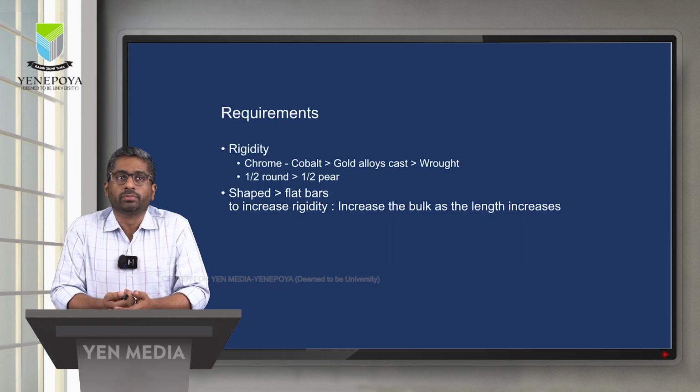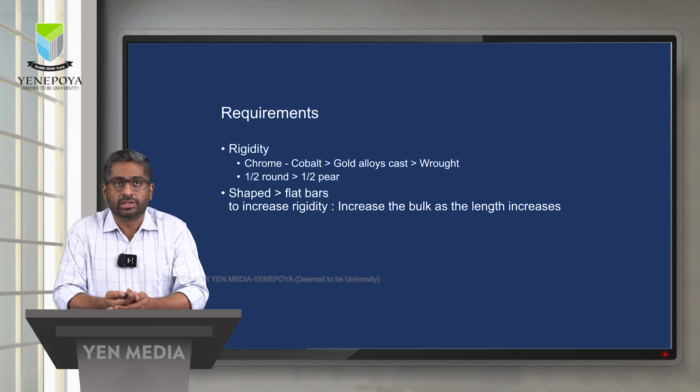Coming to requirements of a major connector. The first one is rigidity. Major connectors have to be very, very rigid to support the prosthesis in place. Hence, chrome cobalt is one of the most widely used materials for fabricating a major connector. Second is the shape of the material. Half round gives us more rigidity than half pear shaped. Okay? Flat bars also increase rigidity. They increase the bulk as the length increases.